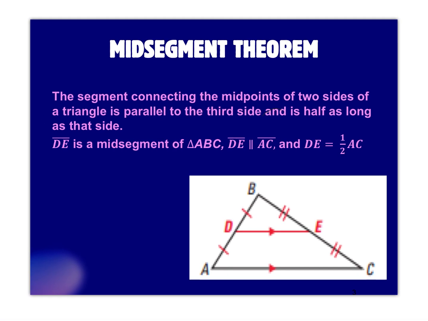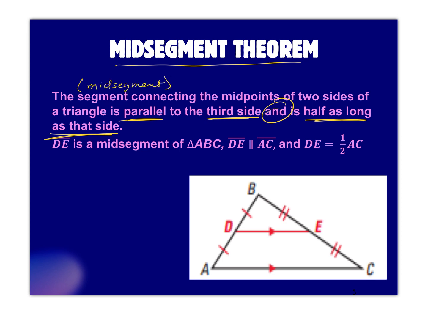So once you understand what a mid-segment is, now we have the mid-segment theorem. The mid-segment theorem says that the segment that connects the midpoints of two sides of a triangle, in other words, the mid-segment, is parallel to the third side of the triangle, and it's half as long as that side, okay? So when it says the segment containing the midpoints of two sides, this is really referring to the mid-segment. That's the segment that contains the midpoints of two sides.